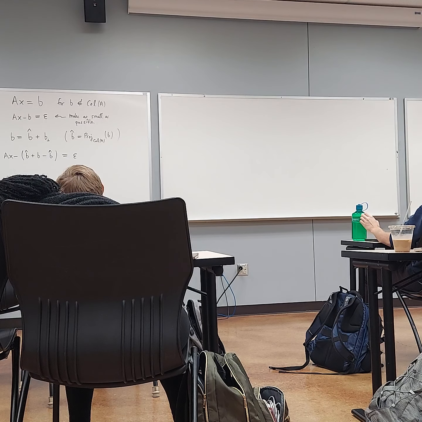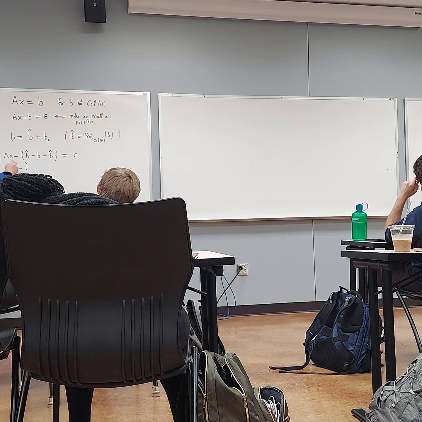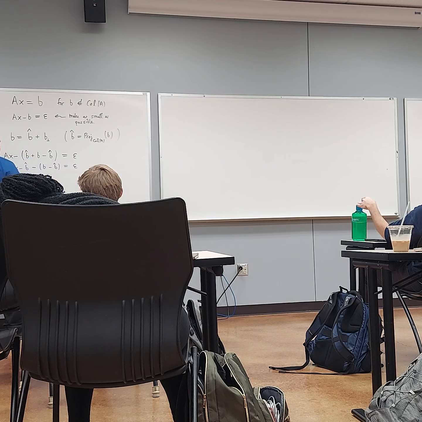Let me write it again and emphasize what's going on here. Here we have AX minus B hat, and then plus B minus B hat. Oh, my notes have an error, doesn't matter. This piece right here, AX minus B hat, what is it? This is an element of the column space of A.